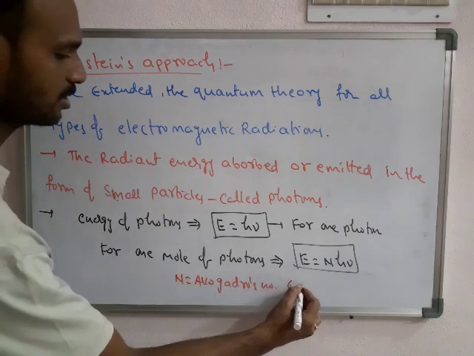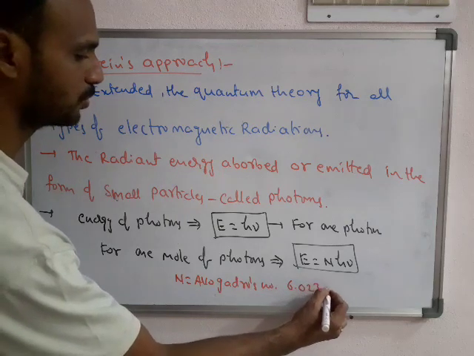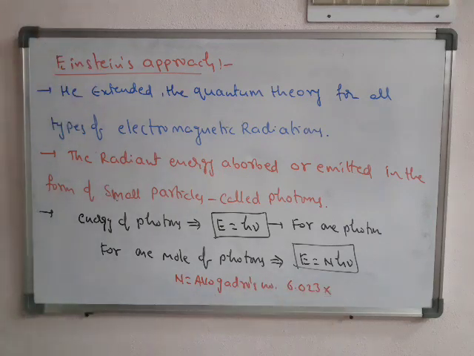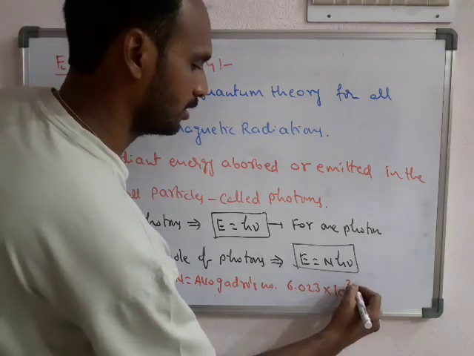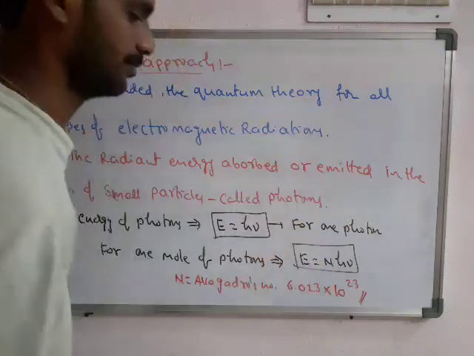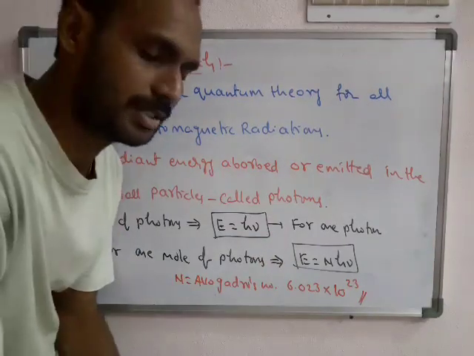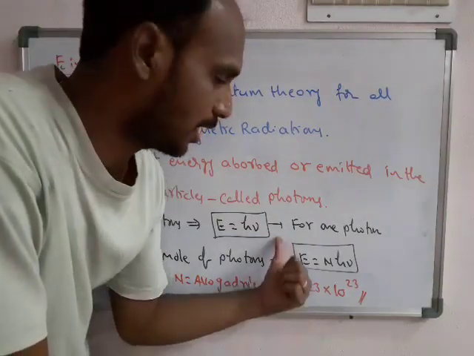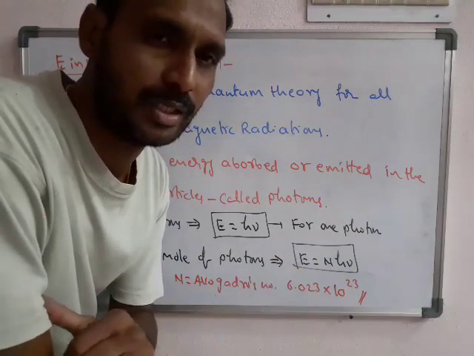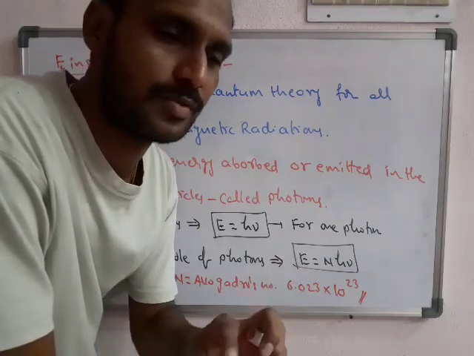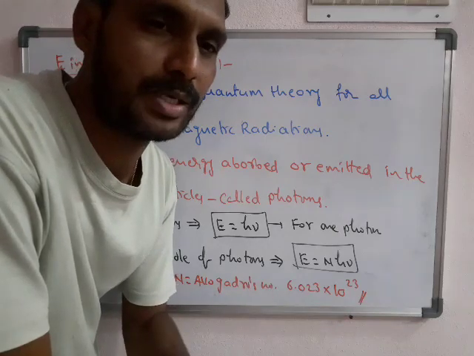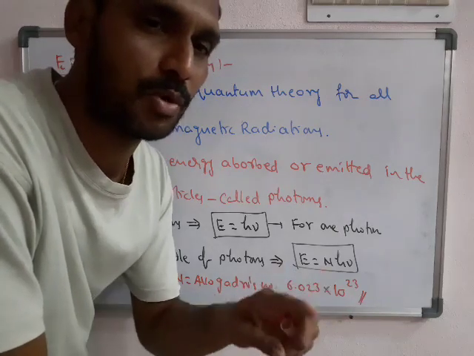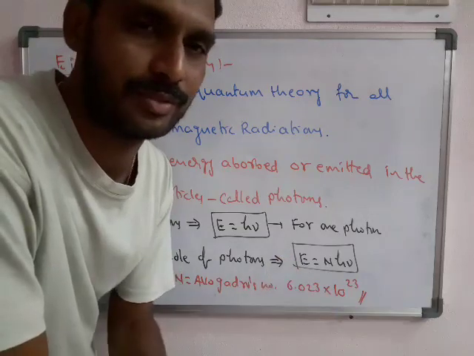What is Avogadro's number? 6.022 into 10 power 23, it depends on the book. Generally in the problems we use these formulas. In the next class we will see the problems based on the relations between the wave properties and the energy.